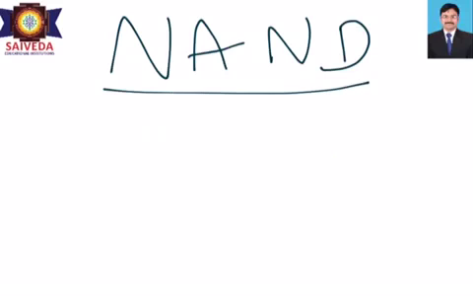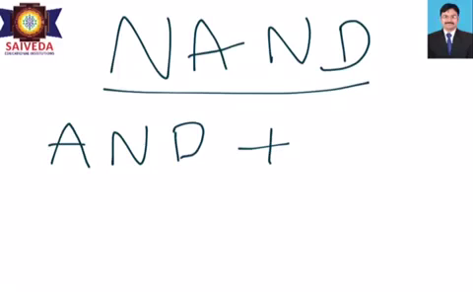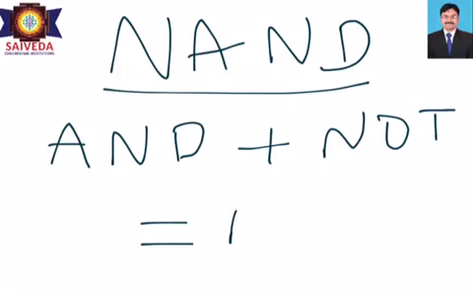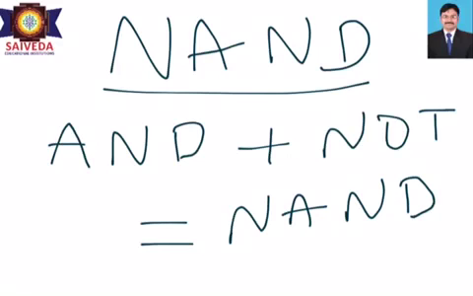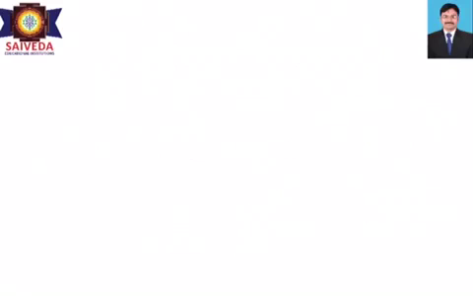The operation we did, do you remember? We can say it is a combination of AND plus NOT is equal to NAND. In the previous observation, what did we get? We observed OR plus NOT is NOR. Now AND plus NOT is NAND. Let us have the circuit diagram.